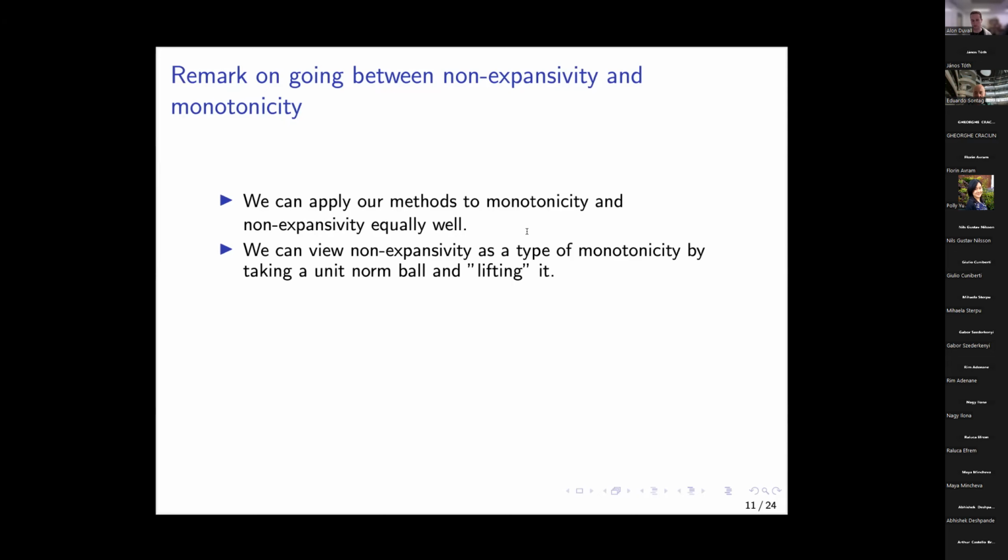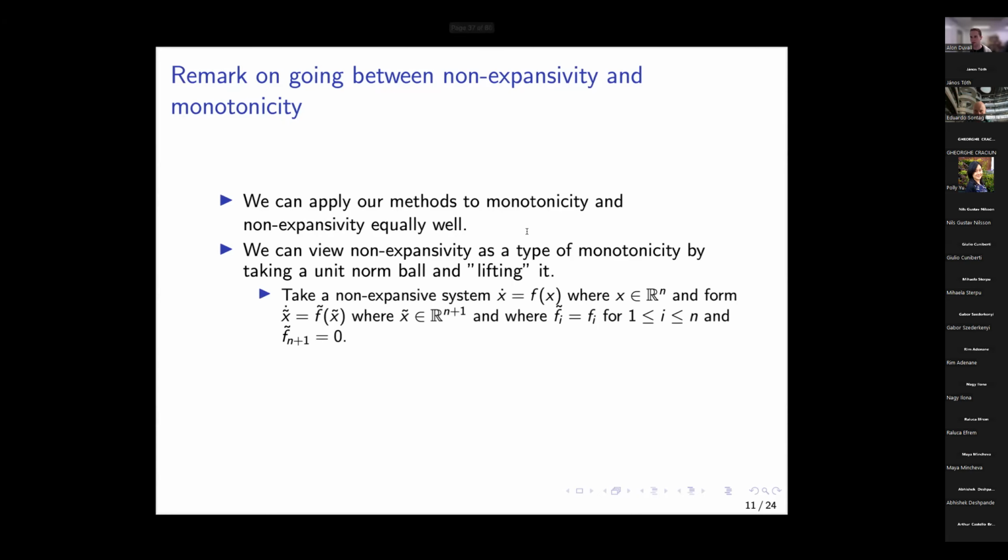And so very roughly speaking, for a non-expansive system, we'll think of lifting the system. Essentially, we're just adding a dummy dimension. We have a dynamical system that depends on some variables, and we just add an extra dimension that doesn't impact anything. So imagine a system like x dot equals x, y dot equals y. And then we just add a dummy thing, z dot equals 0.